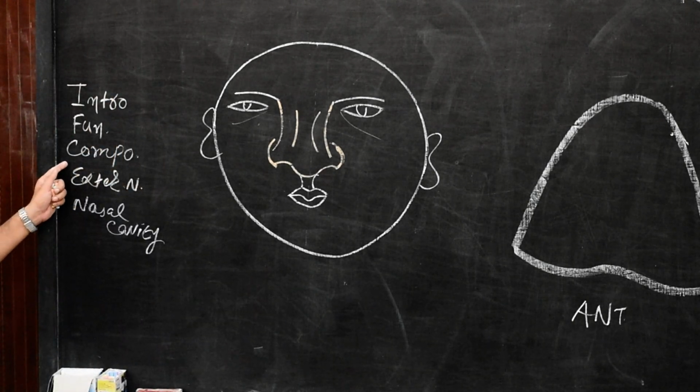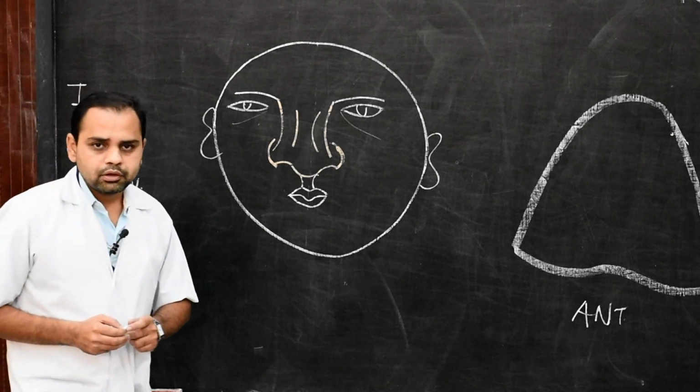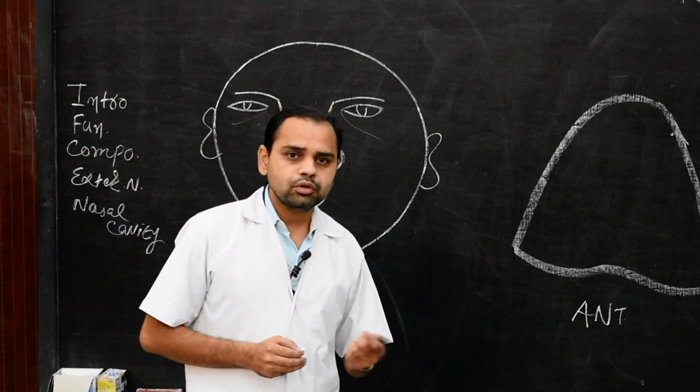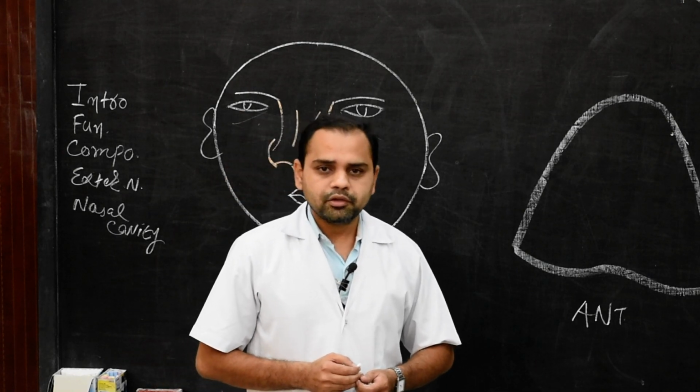Third point is components of the nose. Nose consists of two components. First is external nose, that is visible on the face, and second component is the nasal cavity.